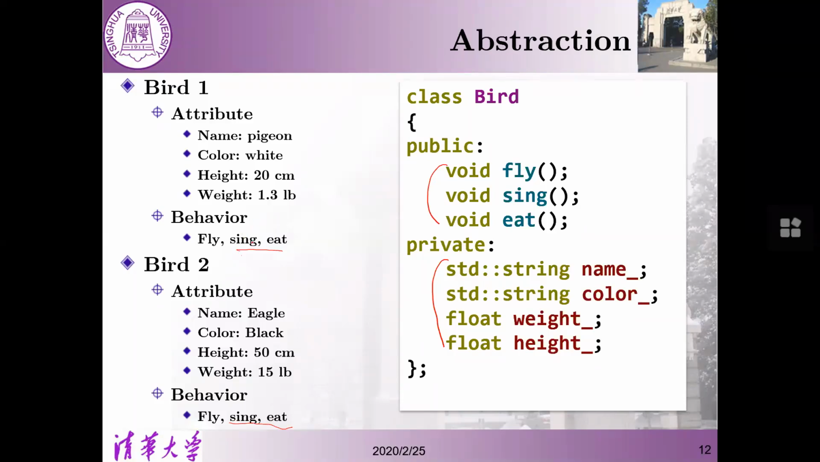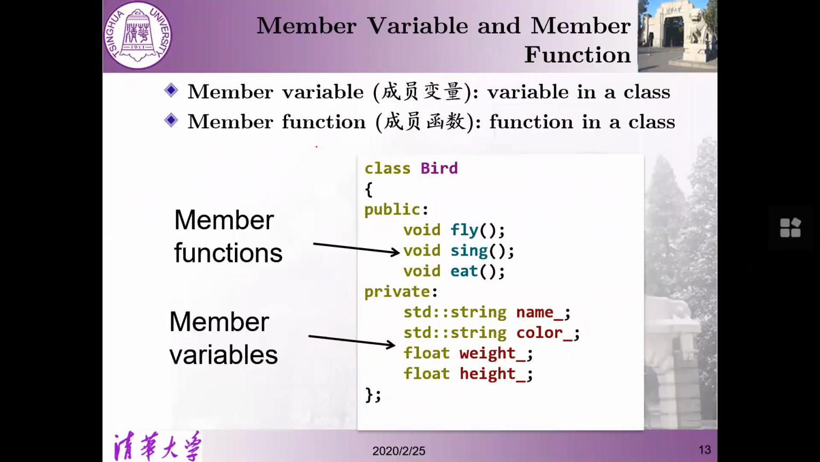But currently, for a class, we have to have the same behavior, because for a class we only have one copy of each function. But for variables, we can have different values. So that's a little different between functions and variables, okay? So this is how we define a class.